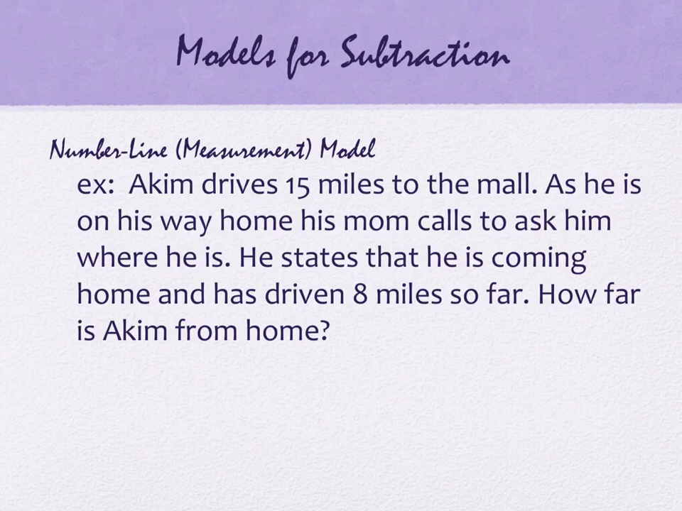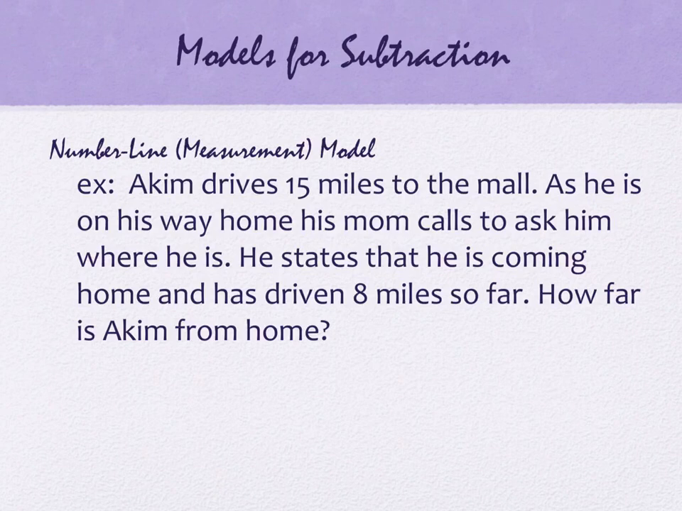So you're still talking about the object without any decimals, but we're looking at something that has a decimal expression that actually makes sense. Like I can have 1.5 miles, right? I can have 1.5 cups of flour. I can't have 1.5 leaves and that makes sense for the project, or 1.5 rocks. So this is an example of a measurement model. Akeem drives 15 miles to the mall. As he's on his way home, his mom calls and asks him where he is. He states he's coming home and he has driven 8 miles so far. How far is Akeem from home?